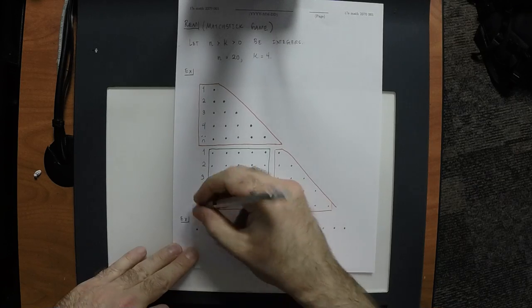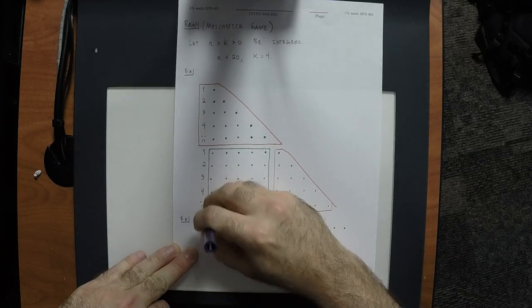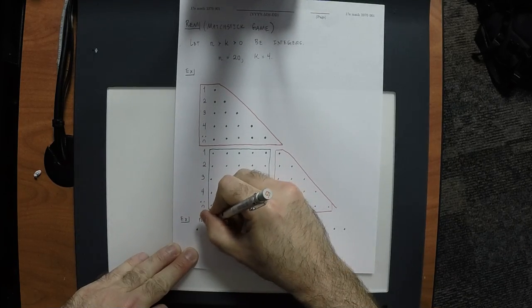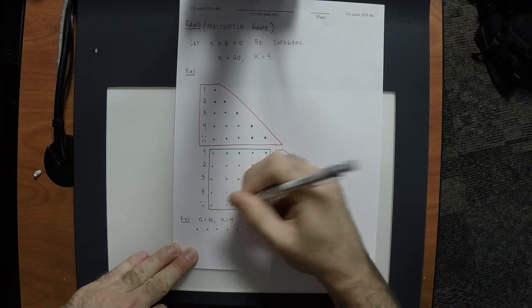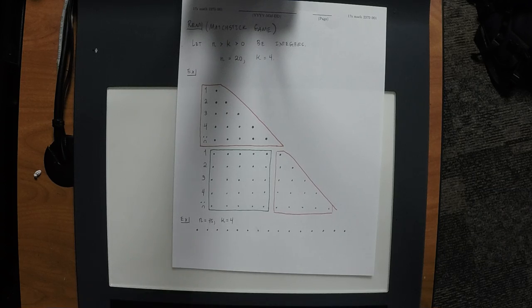So the game is N is 15, because that's how many matchsticks there are, and K is 4. So who wins, player 1 or player 2? Let's say that player 1 goes first. Player 2 wins, right? Because player 1 has begun on a frowny face position. Okay, but let's ignore that for the moment and just see the way it plays out.